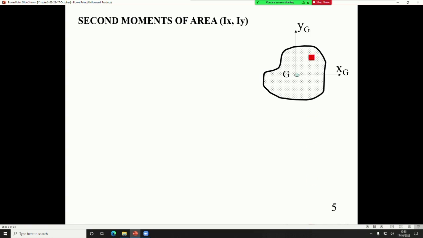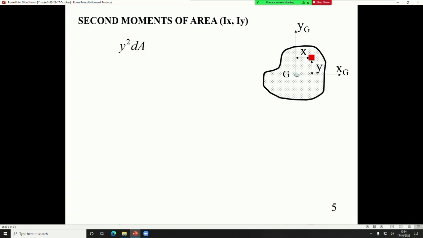Say we've got an element on this section, and the area of that tiny element is dA, dx multiplied by dy. Say the coordinates of that element are x and y with respect to the central axis of this section. Based on the definition of the second moment of area, the second moment of area of this tiny element with respect to xg is y squared dA, and with respect to the yg axis is x squared dA. It is the perpendicular distance to that axis squared, multiplied by dA.